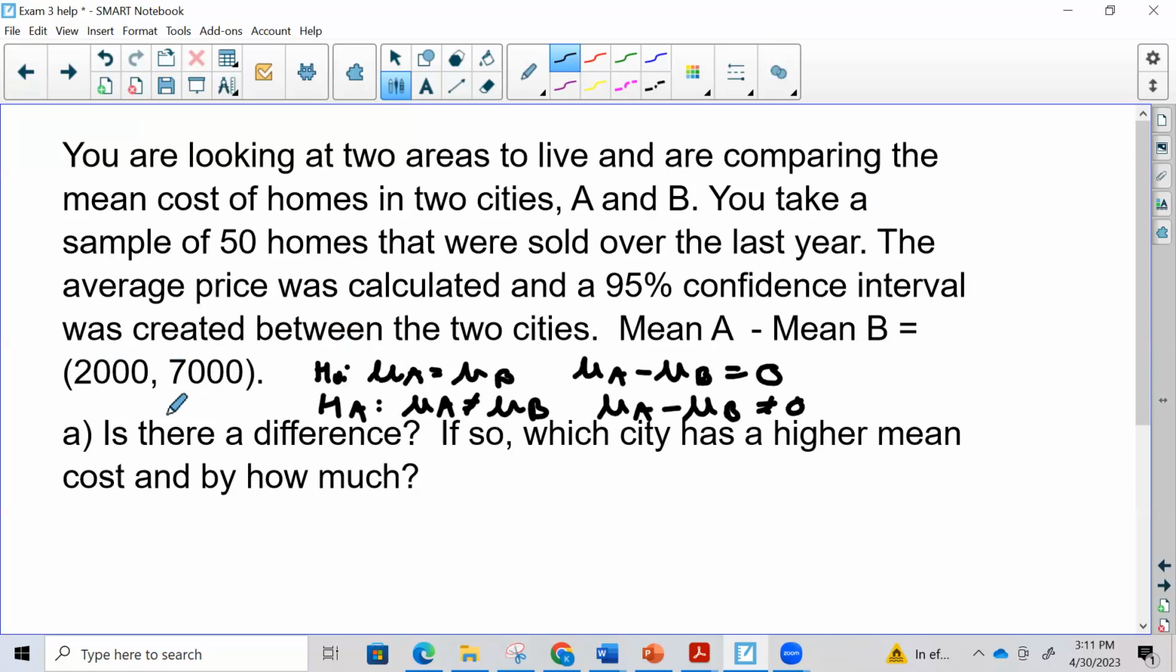So our confidence interval helps us to figure this out. What we notice is, if there is no difference, then 0 would fall in this interval. And if there is a difference, then this interval is either completely positive or completely negative. So in this case, because 0 does not fall in the interval, there is a difference.